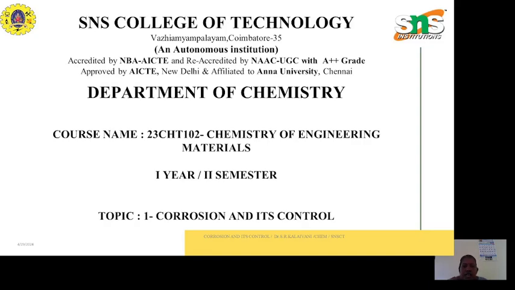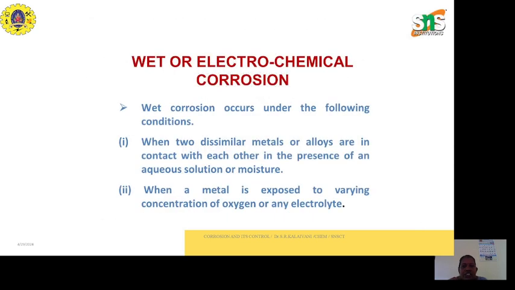Good morning. Last class we discussed dry corrosion. In this class we are going to discuss wet corrosion. Wet or electrochemical corrosion occurs under the following two conditions.